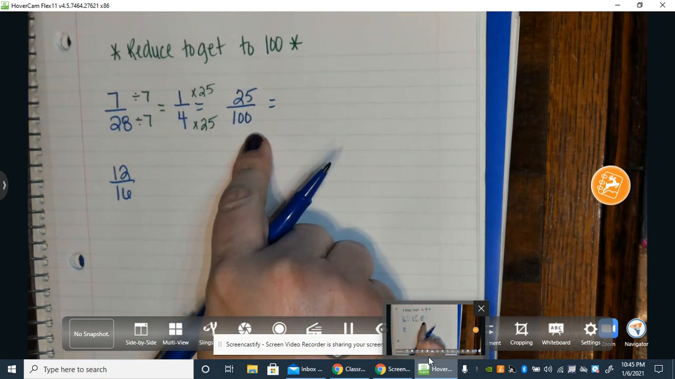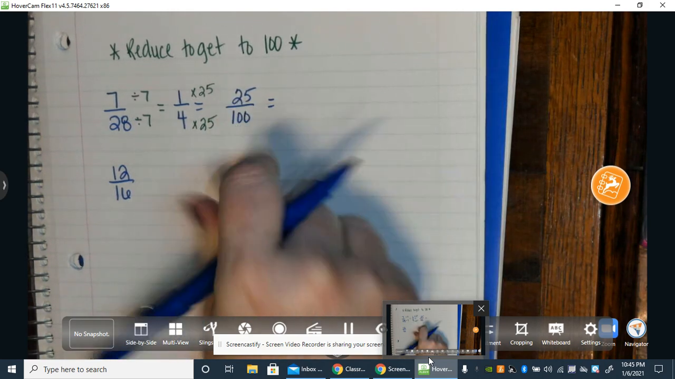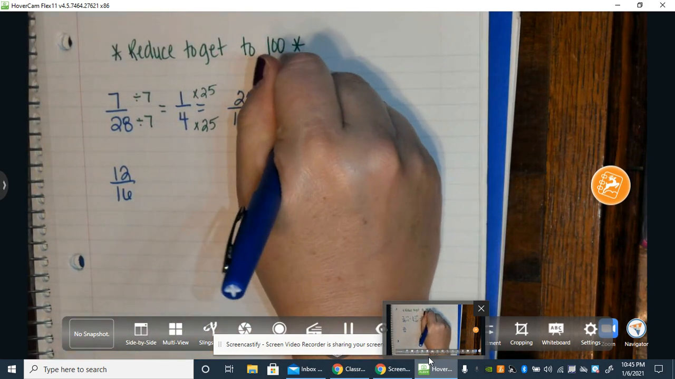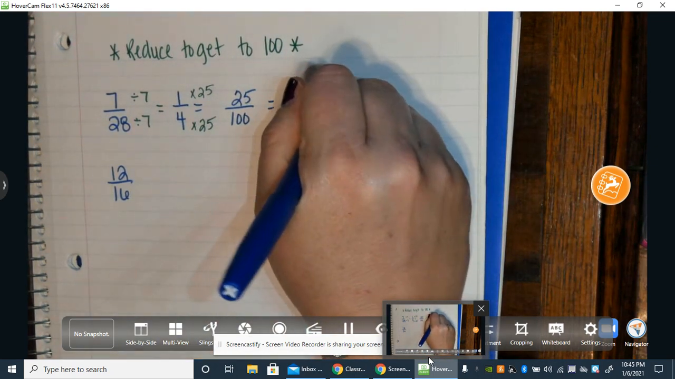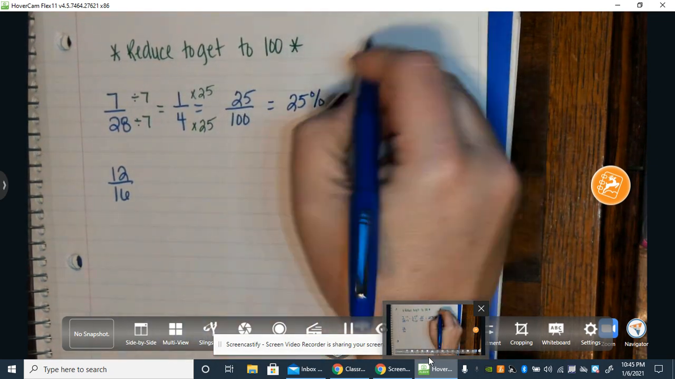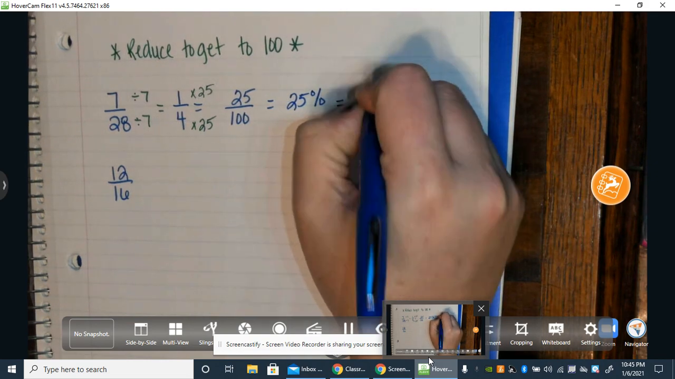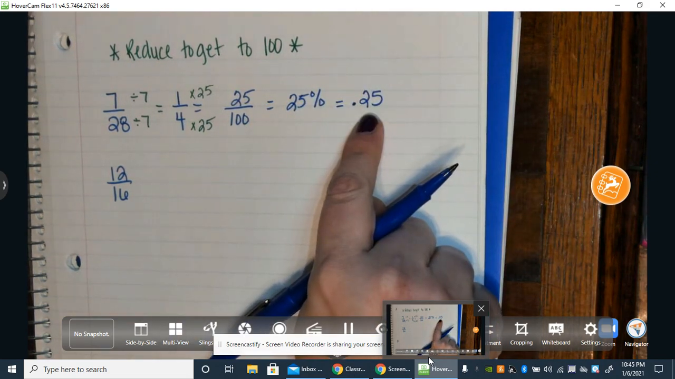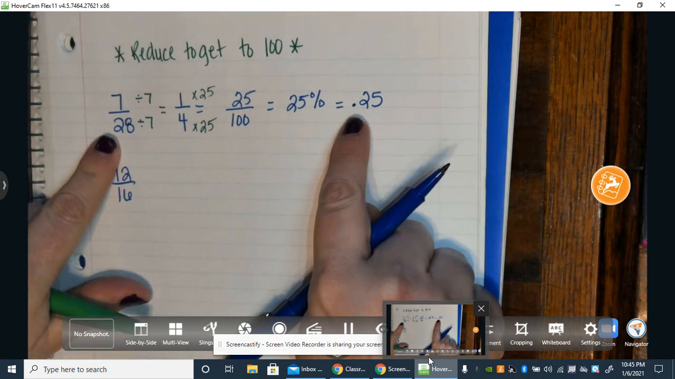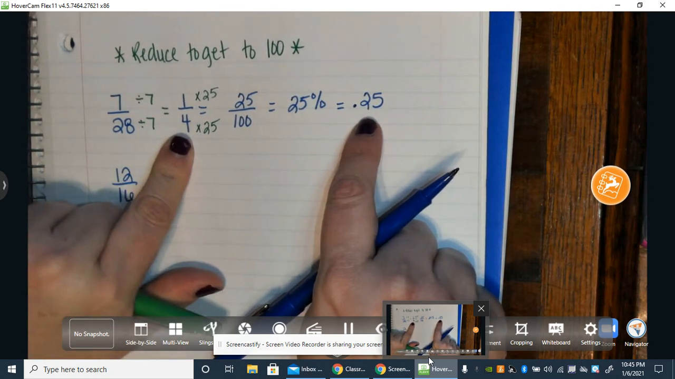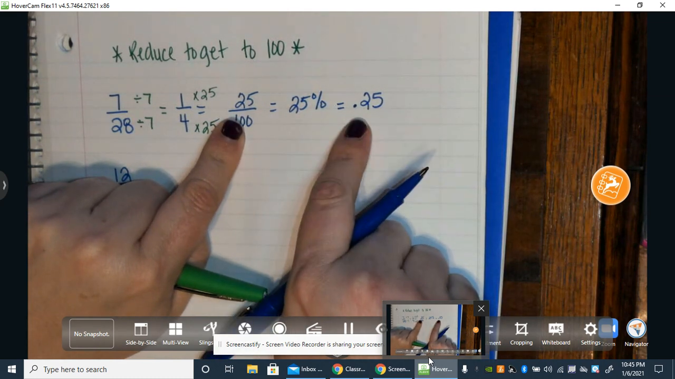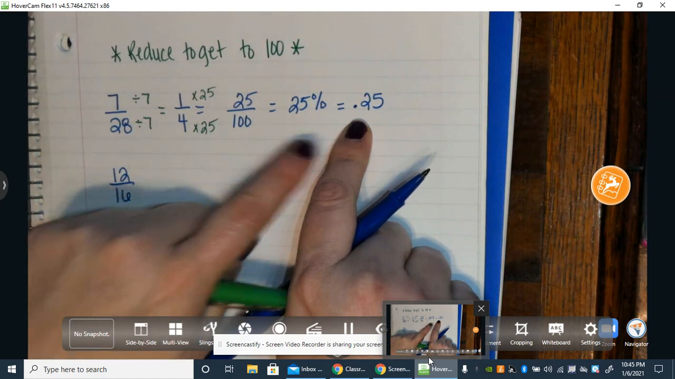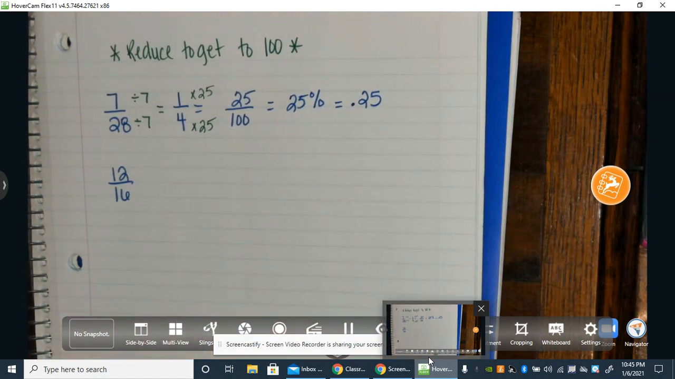Bam, I have my number over 100, so I can make this a percent, 25%. And as a place value, it would be 25, and the 5 would be in the hundredths spot. So it's 25 hundredths. So 7/28 is also equivalent to 1/4, which is also equivalent to 25 hundredths, which is 25%. Okay, do you see how the same fractions are just represented in a different way?